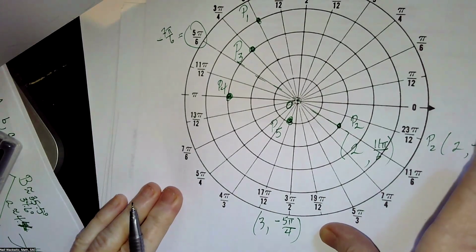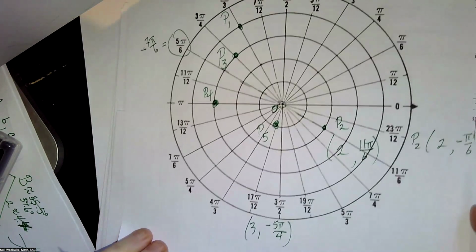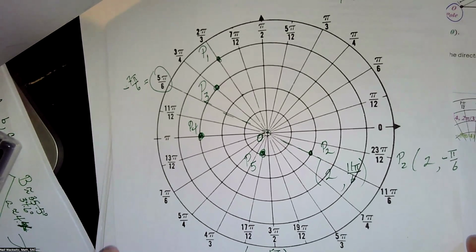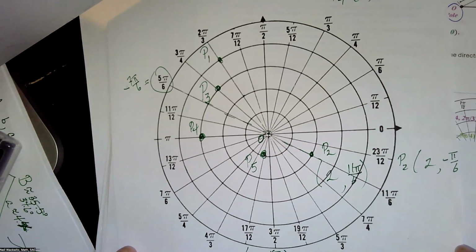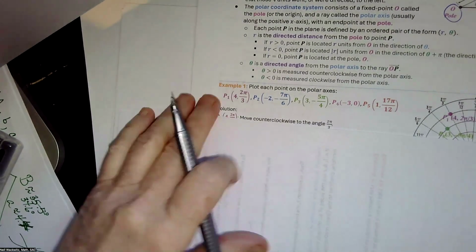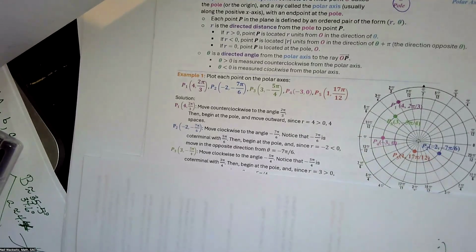Any questions at all about graphing points that are given in polar form? All righty. And let's see if I got it right. Looks good.